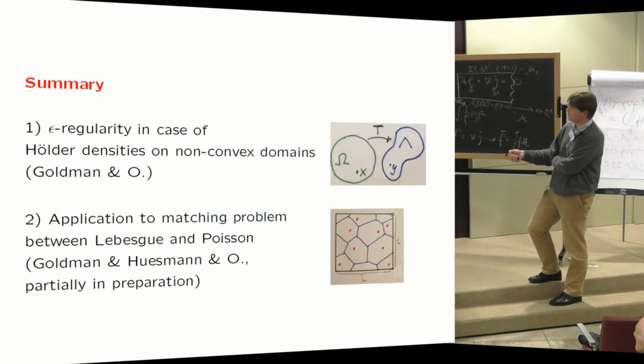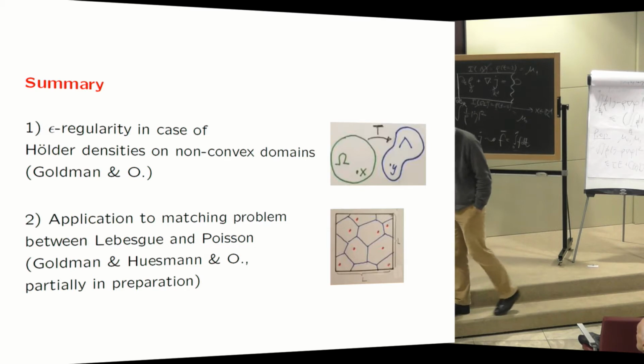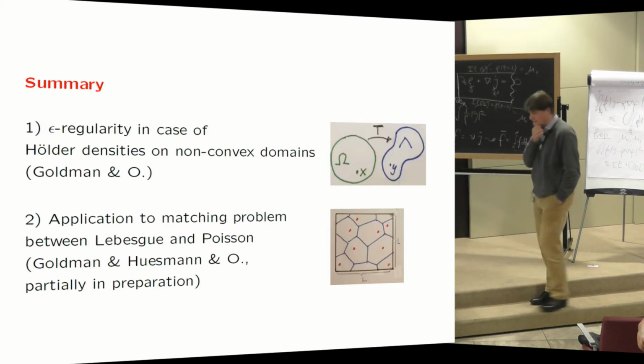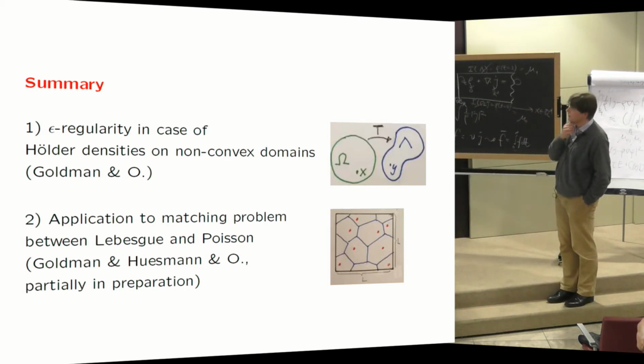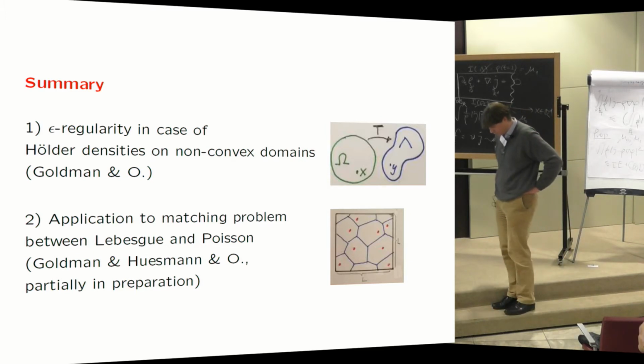So the first part was kind of a more classical situation where we reproved by variational methods the known results by Figalli-Kim, Figalli-De Filippis, and the second part is an application to this matching problem where we hope eventually to be able to say more things. Okay, so that's.